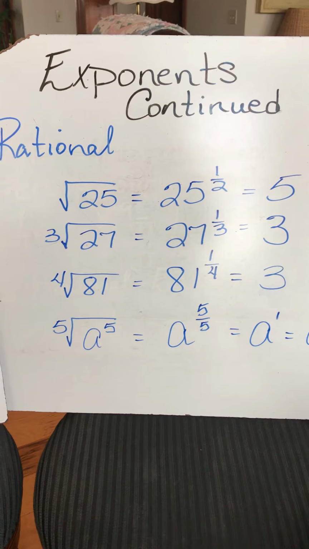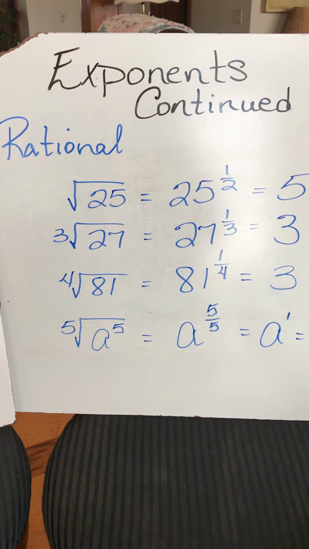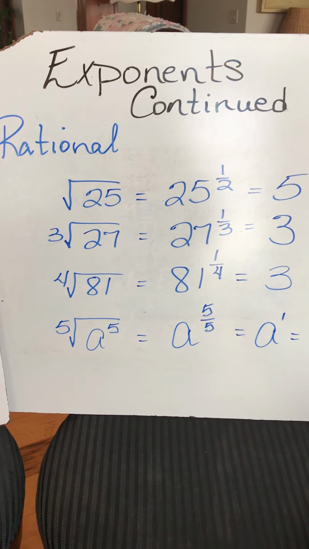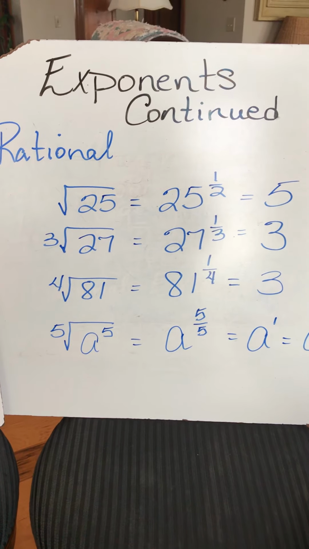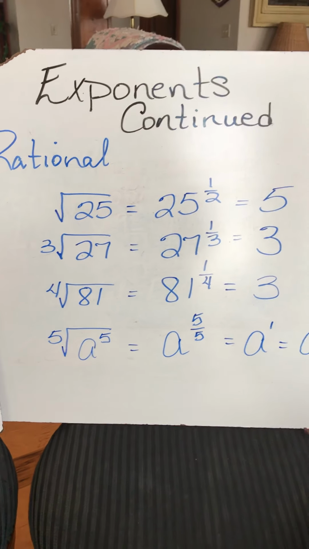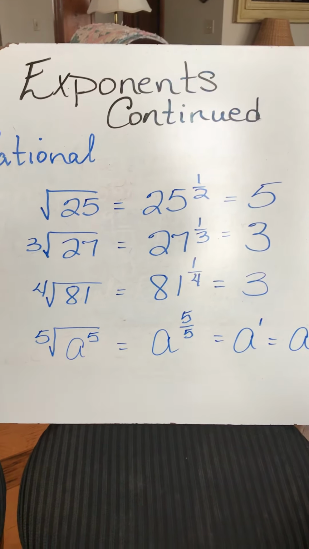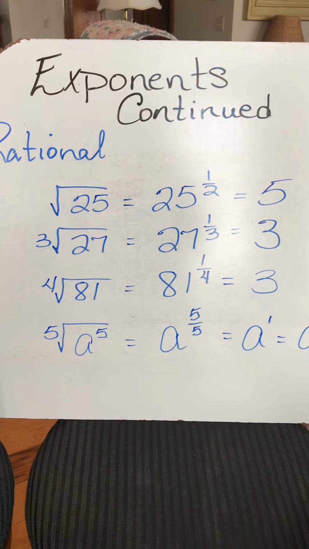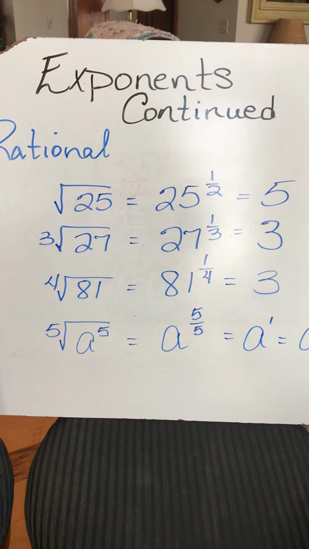The fourth root of 81 can be written as 81 to the 1/4 power. And if you think about 3 times 3 times 3 times 3, that's equal to 81. So the fourth root of 81 is 3.